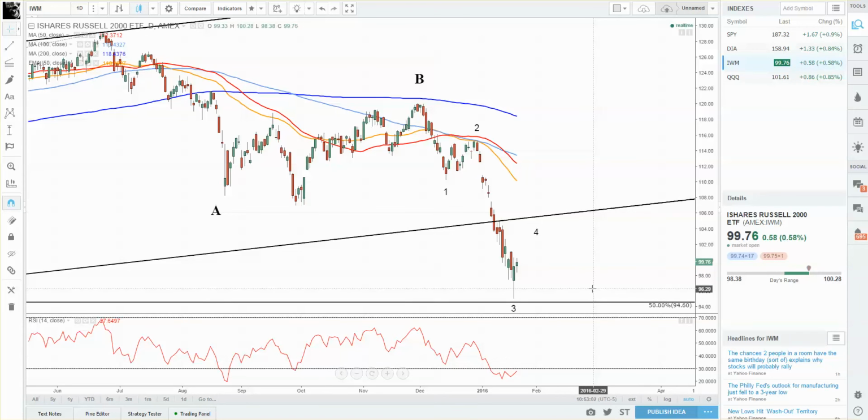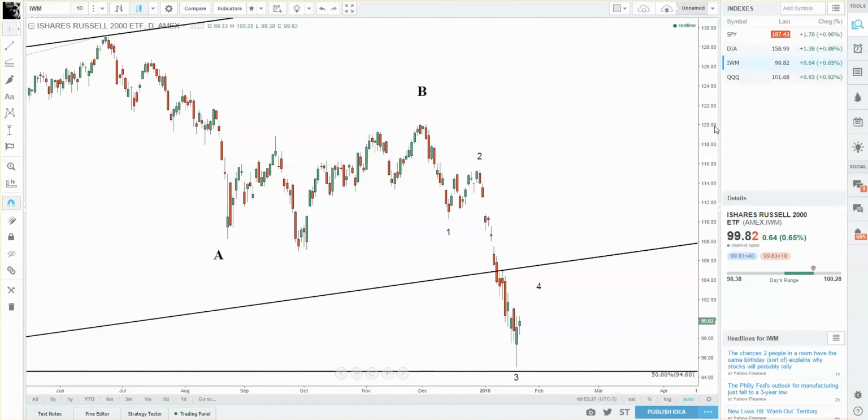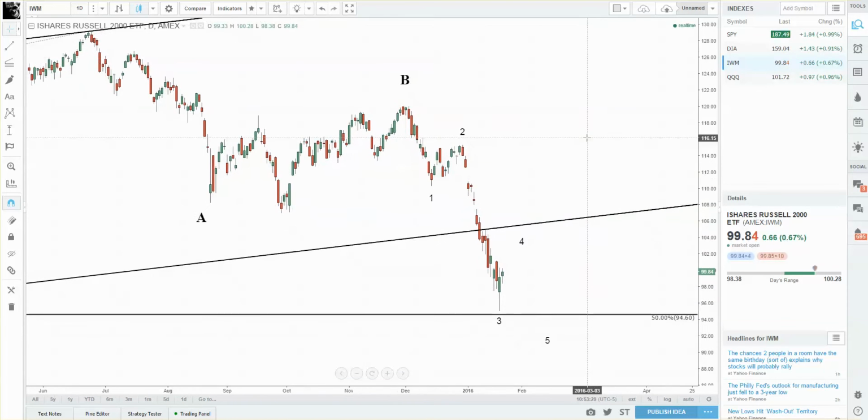I want to show you four unrelated stocks that have the same pattern that are helping me determine where we are in terms of the current price structure, in terms of the pattern, in order to get a grasp as to where we're headed in the broader stock market. Okay, so let's start with the IWM. This is the Russell 2000 ETF that tracks the small cap index.